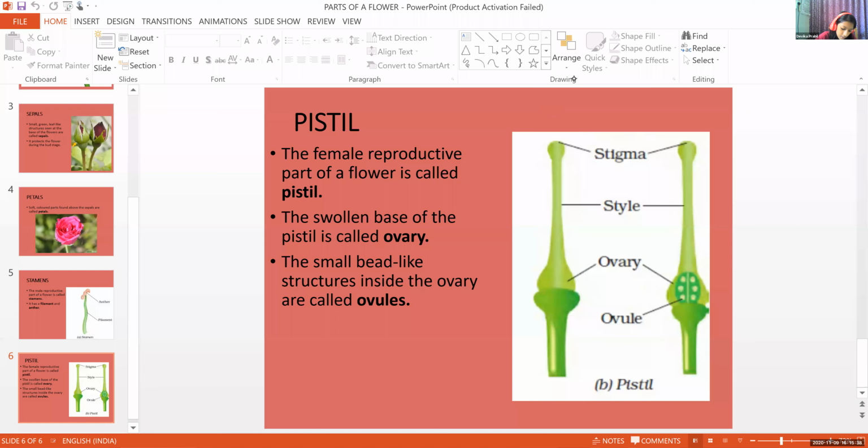Style and stigma. Style is the thread-like structure of a pistil, and stigma is the sticky surface on the top of a pistil, on the top part of the pistil.